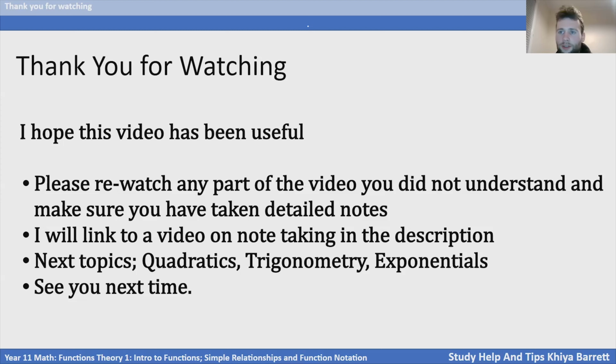So the next topic that I'm going to do is quadratics, and then I'm going to move on to trigonometry, then exponentials. We are going to go quickly through the functions. This is not going to be a slow course. And then after functions, we've got statistics. We're going to keep moving. I'm going to get you all the way to calculus in no time.